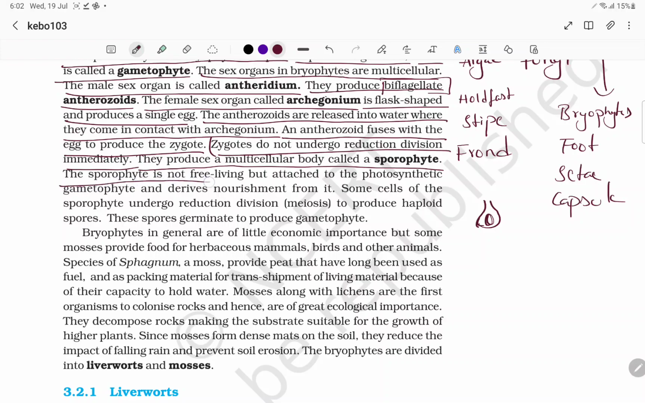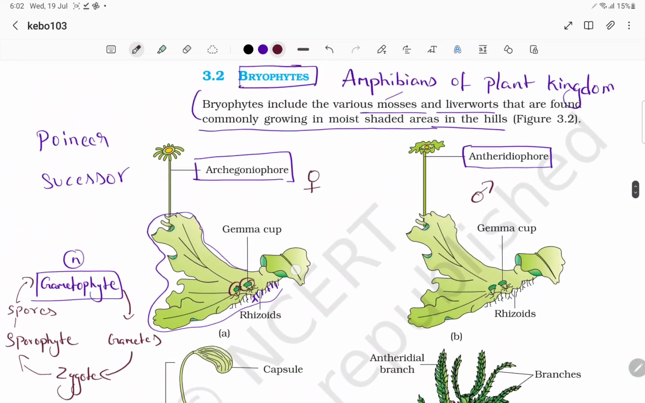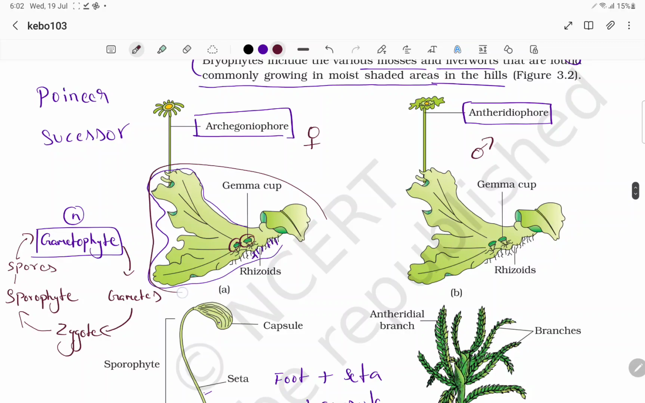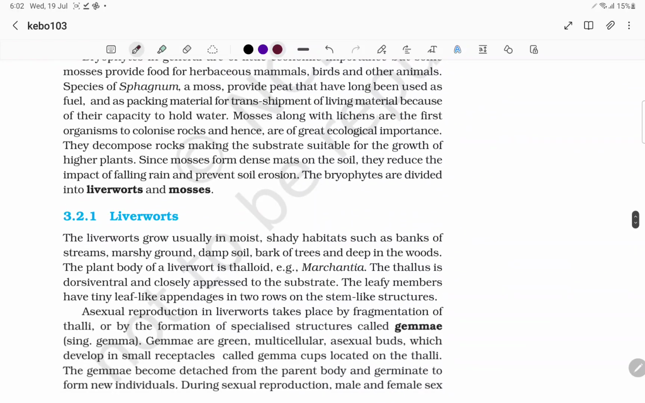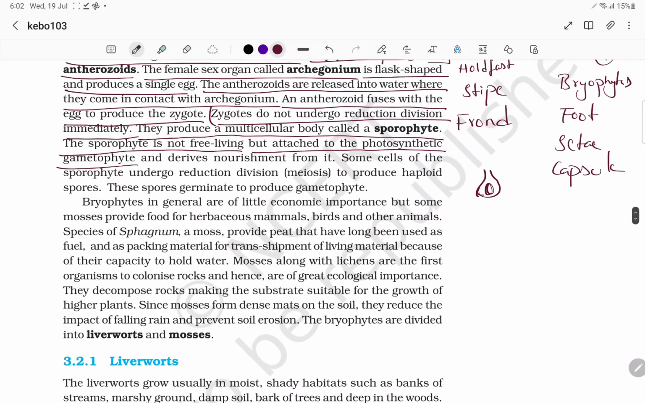Coming to the sporophyte, this is not free living but attached to the photosynthetic gametophyte. If you can see here, this entire thing is the gametophyte, and here also this entire thing is the gametophyte and this is the sporophyte. It attaches to and derives its nourishment from the gametophyte. Some cells of the sporophyte undergo reduction division and produce haploid spores. These spores will germinate to produce the gametophyte.